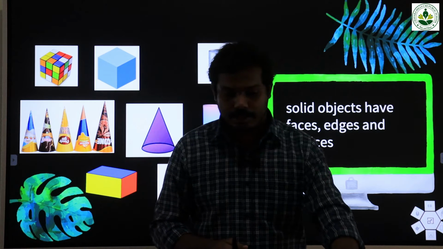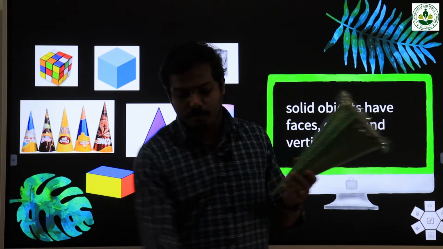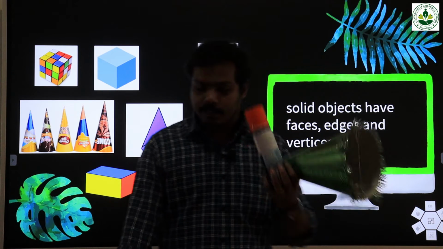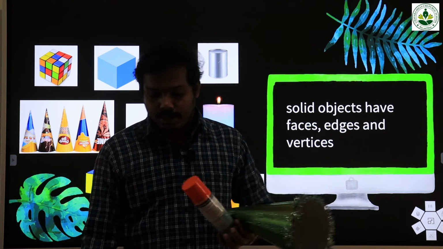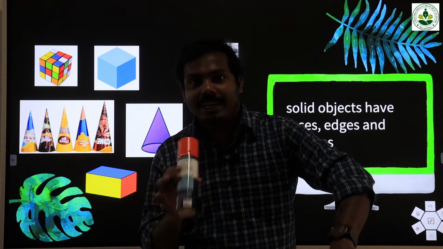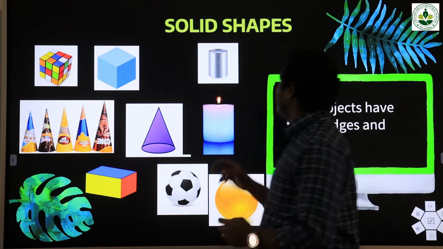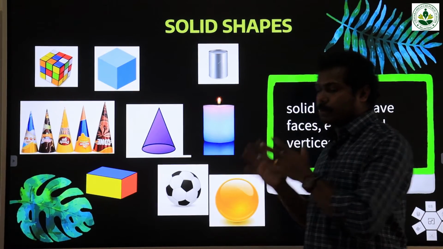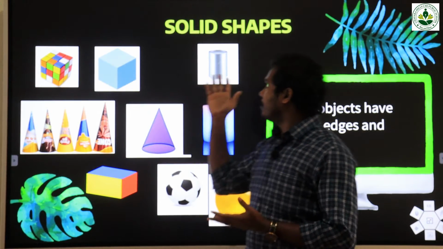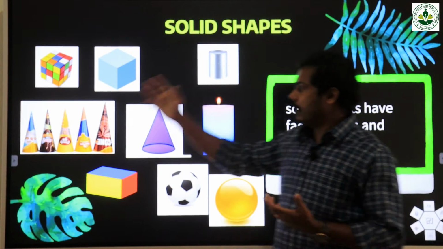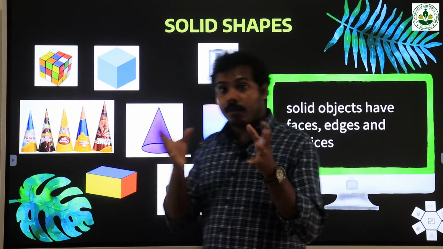For example, here there is a cap. What is the shape of this one? Or a spray bottle. Shape of this one. Here a music system. What is the shape of this one? These types of shapes have 3 dimensions. These types of shapes are called solid shapes. Some examples are a cube, a cylinder, cone, candle, football, ball.